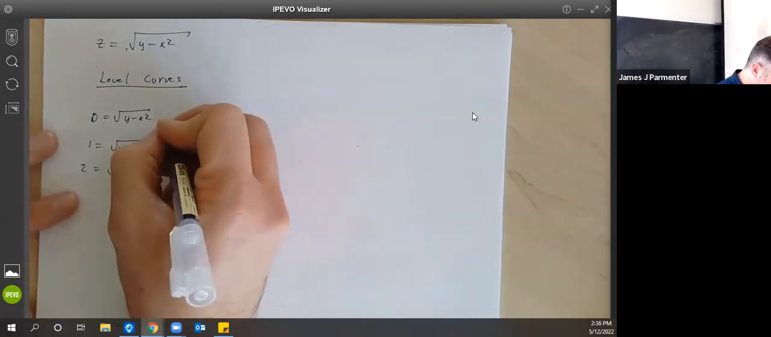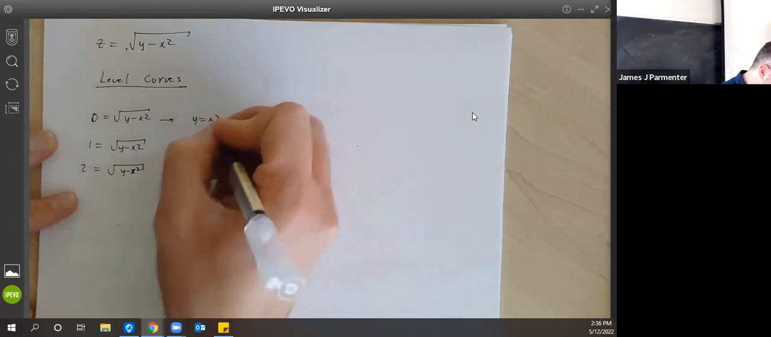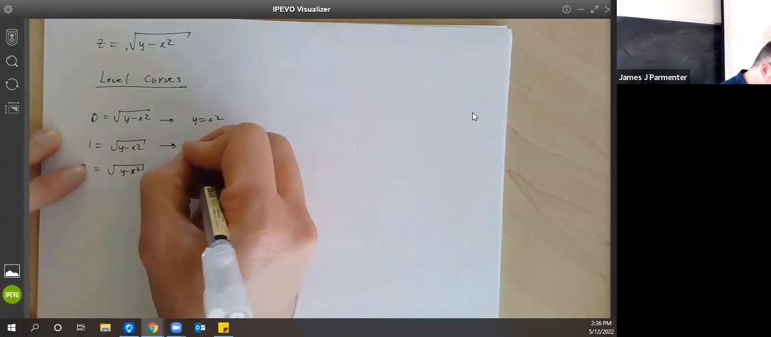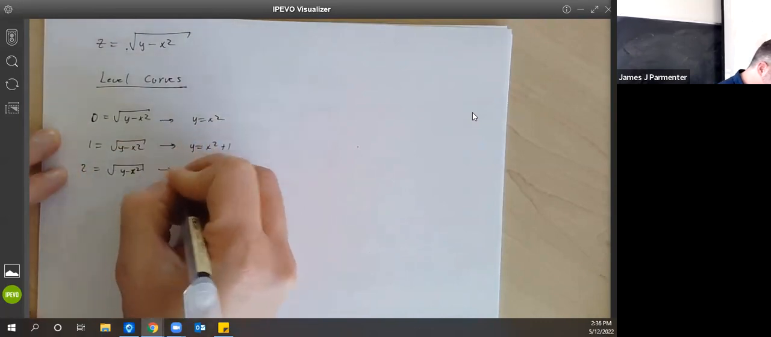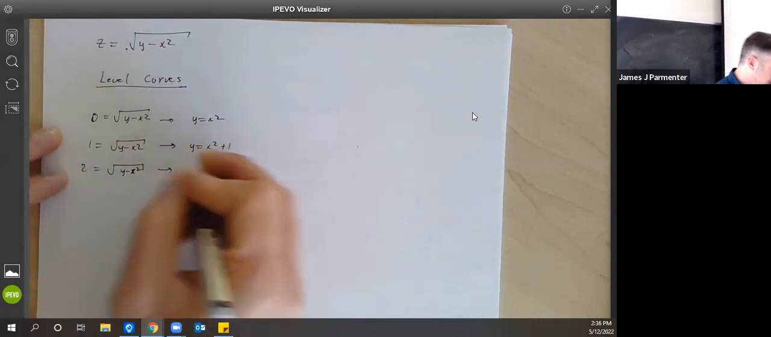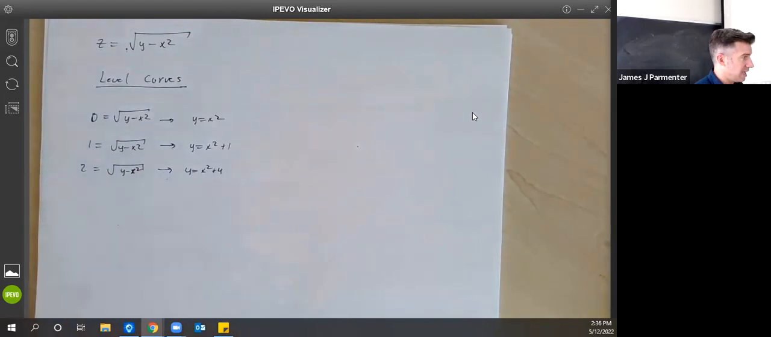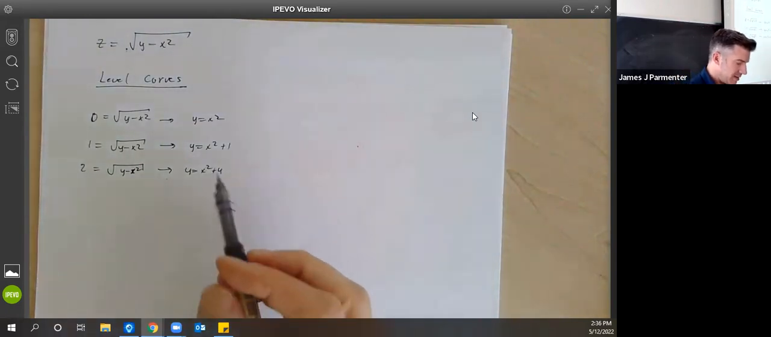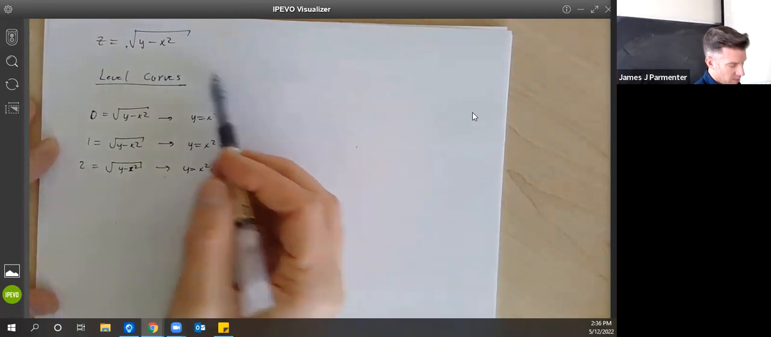Here I would get y equal to x squared. Here I get, square both sides, y equals x squared plus 1. Square both sides, y equals x squared plus 4. I'm getting a bunch of parabolas that are just up and up and up. So it's actually the same parabola, just shifted up, up, up, or out, out, out. But I don't want you to do all this work.